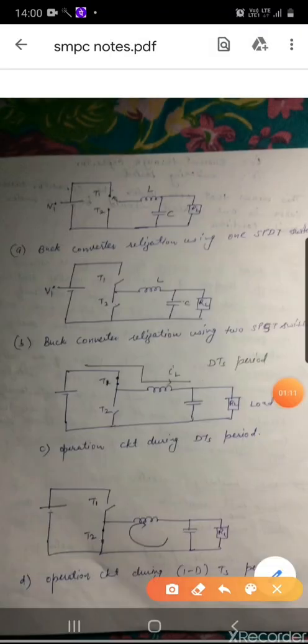Or we can realize it using two SPDT switches. So this is one switch, this is the second switch. When this switch is on, the inductor is getting charged. When this switch is off and this switch is on, the inductor is getting discharged. So this is the realization of the buck converter using two SPDT switches. The earlier one was using one SPDT switch, single pole double throw switch.